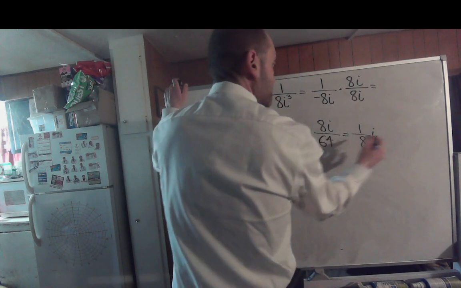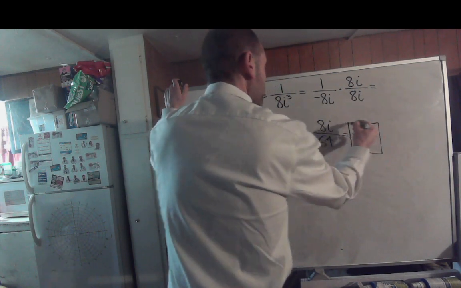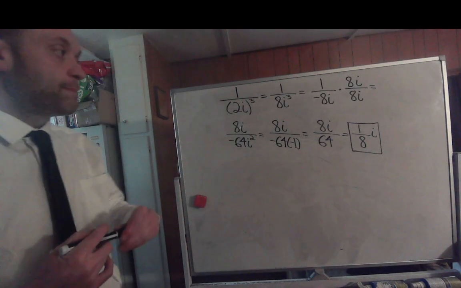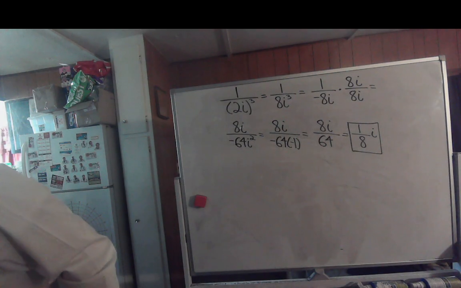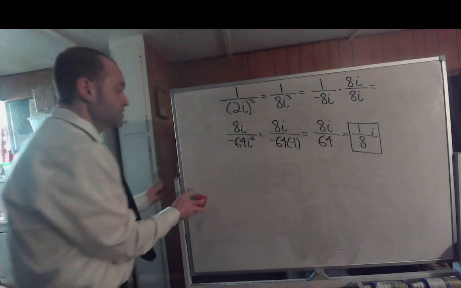So in simplest standard form, this would convert into 1/8 i. All right, let's do a little bit of graphing here. We're going to graph 6 numbers in the complex plane. So we can actually plot numbers in the complex plane. Let me show you that real quick.